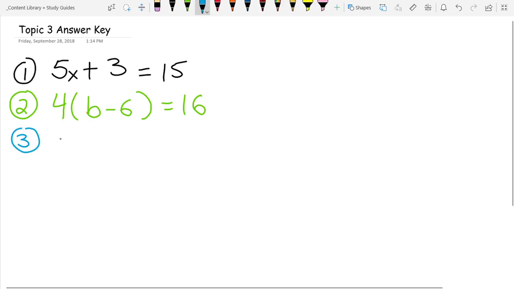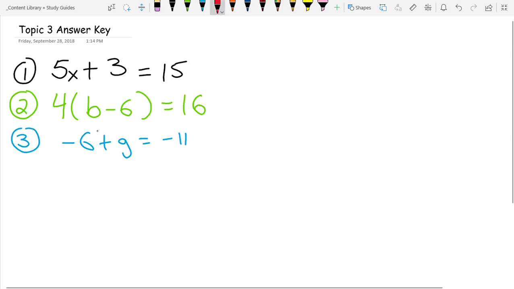Number 3. Now we get into actually solving. So we have negative 6 plus g equals negative 11. Now to solve this, we're going to be playing our game of opposites, which means we're always doing the opposite of the number we're trying to get rid of. The goal is to get the g by itself.